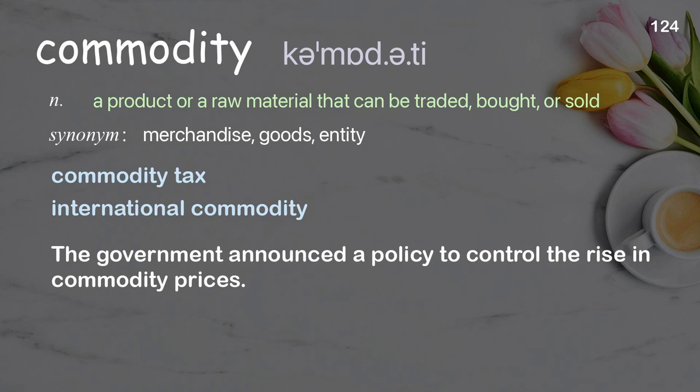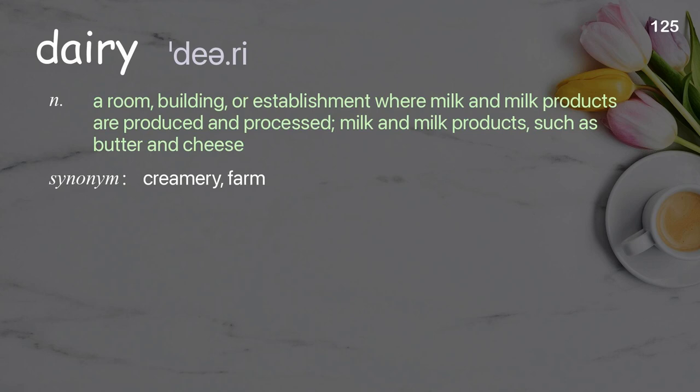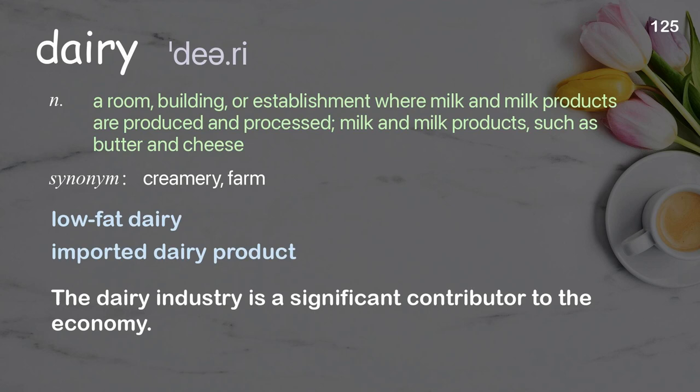Dairy. A room, building, or establishment where milk and milk products are produced and processed. Milk and milk products, such as butter and cheese. Examples: low-fat dairy, imported dairy product. The dairy industry is a significant contributor to the economy.